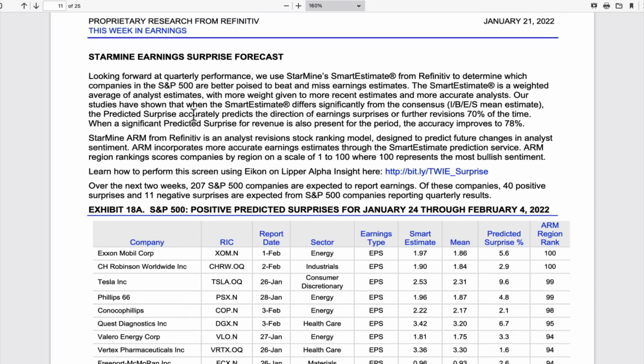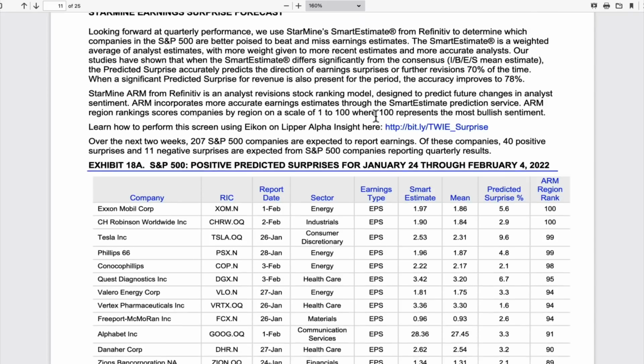It says here, the predicted surprise accurately predicts the direction of earnings surprises or further revisions 70% of the time. When a significant predicted surprise for revenue is also present, the accuracy improves to 78%. So if you're playing probabilities, that's what you're looking for, right? You're looking for that edge.